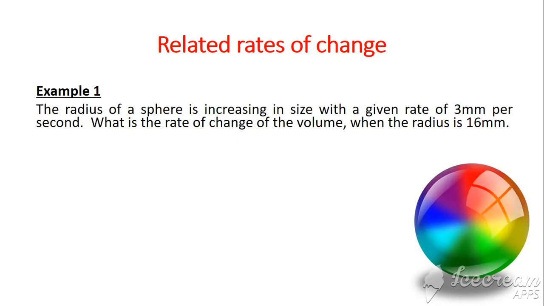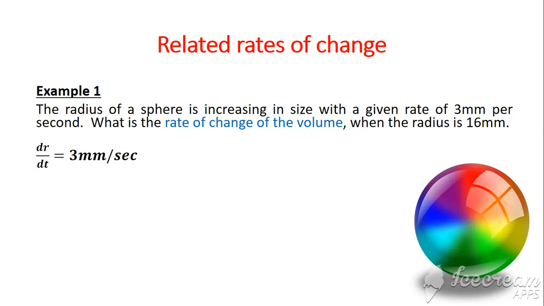So here's the example. The radius of a sphere is increasing in size with a given rate of 3 millimeters per second. What is the rate of change of the volume when the radius is 16 millimeters? So the radius of the sphere is increasing in size with a given rate of 3 millimeters per second. Well, we could write this as change in radius with respect to time, dr/dt, is 3 millimeters per second. Millimeters per second are the units.